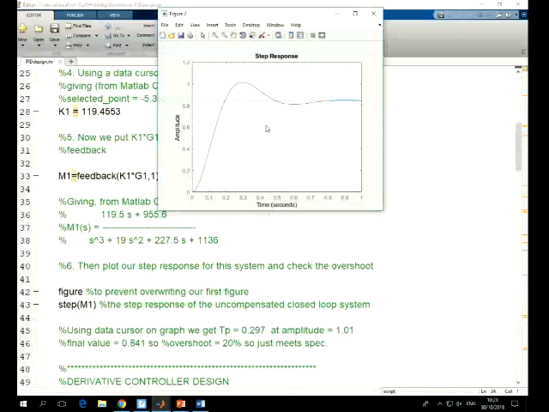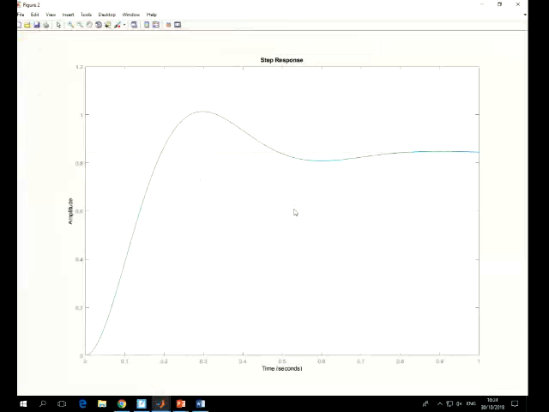Okay, so you can add some points to that. The easiest way to add points to get more accurate measurements is to right-click and then select characteristics and look up the things you're interested in. So we're interested in the peak response, so I'll put a dot there. We're also interested in the steady state value.